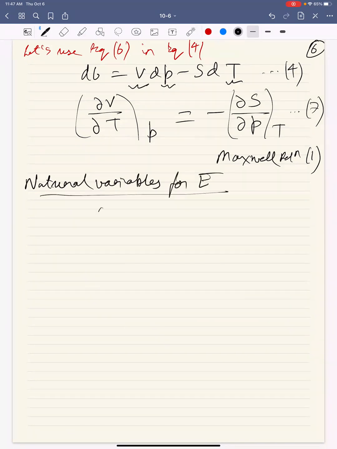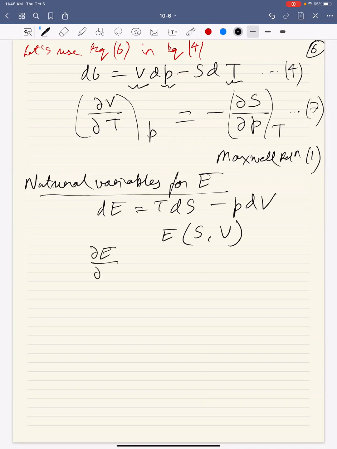So for E, we already know the natural variables, that is dE is equal to TdS minus PdV, and I'm going to ignore the n term for now, because really it's just bookkeeping. So what are the natural variables for E? S and V, right? From this, we can see that partial E by partial S at constant V is equal to temperature. We already know this. This is how we define temperature. And partial E by partial volume at constant entropy is equal to minus pressure, correct?